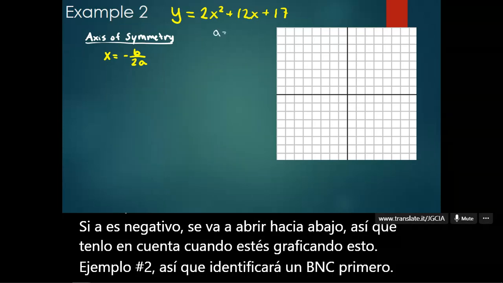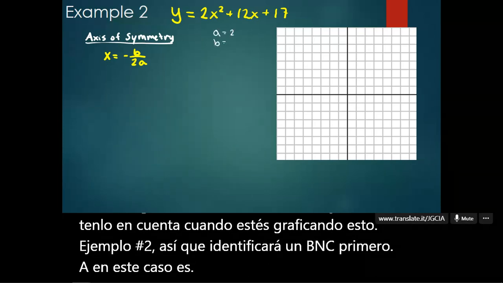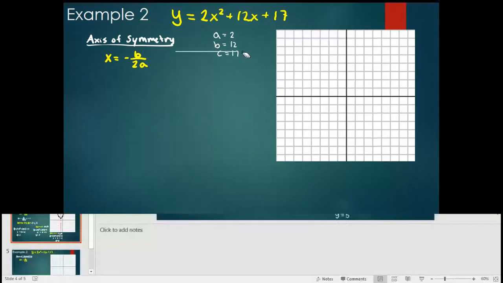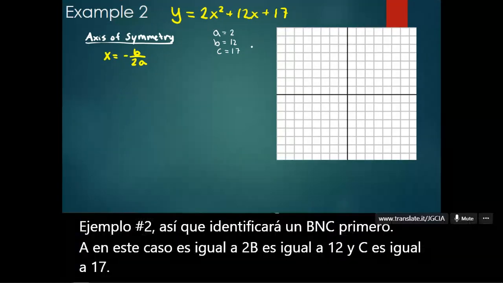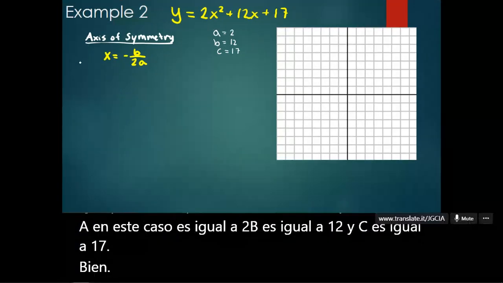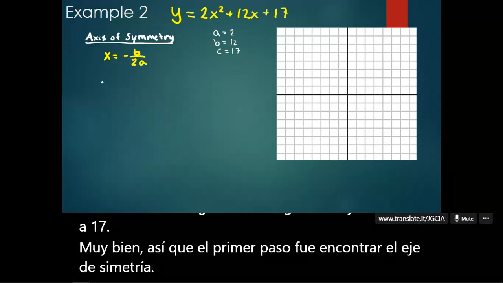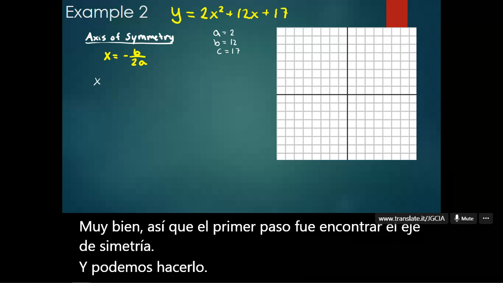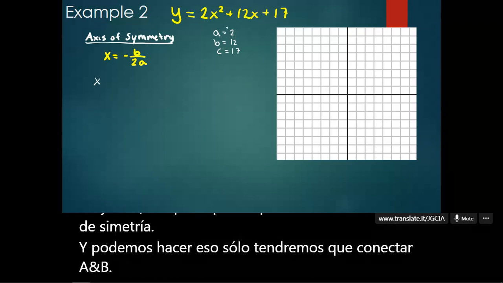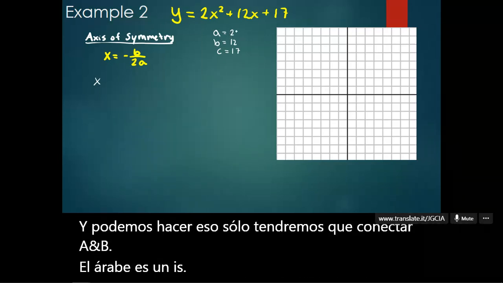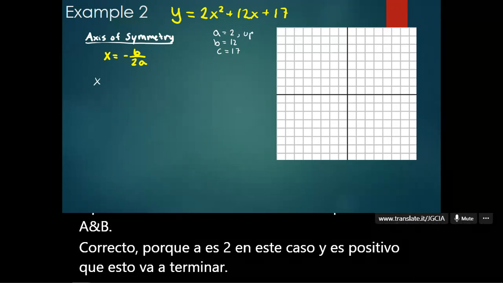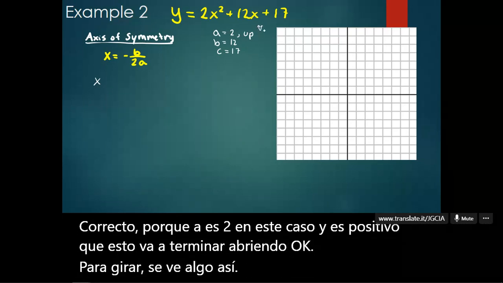A in this case is equal to 2, B is equal to 12, and C is equal to 17. All right, so the first step was to find the axis of symmetry. And we can do that. We'll just have to plug in A and B. All right, because A is 2 in this case, and it's positive, this is going to end up opening up, okay? So it's going to look something like that, with the arrows facing upward.